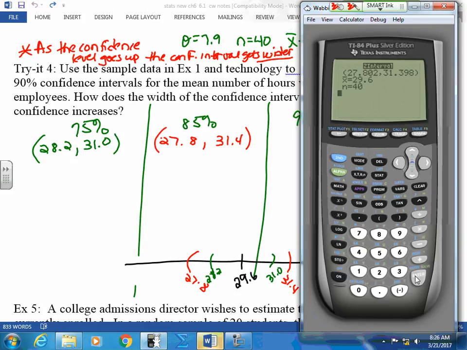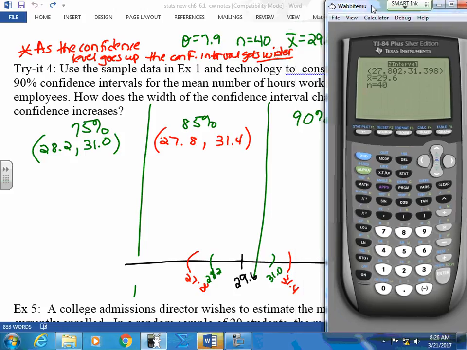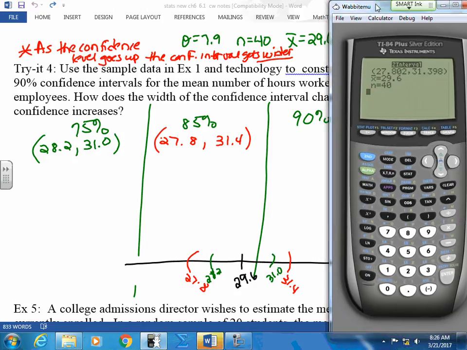So let's do one more. So what do you think is going to happen to the last one? To the 90. What do you think is going to happen to the 90? It's going to keep following this and get a little bit wider, right? And then we're going to take a look at why that happens. So we're going to come down here, come down again to number 7. We're going to put our data in, and it's there. All we have to do is say 0.90 and calculate.